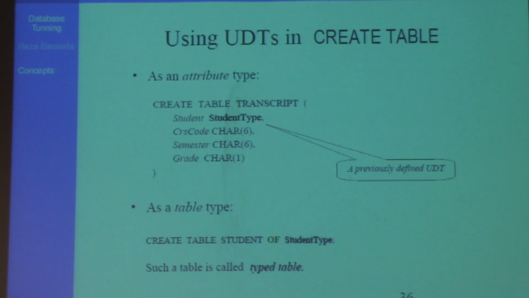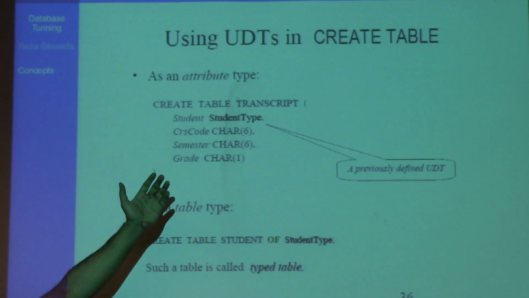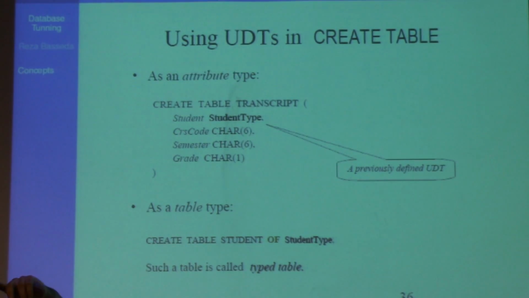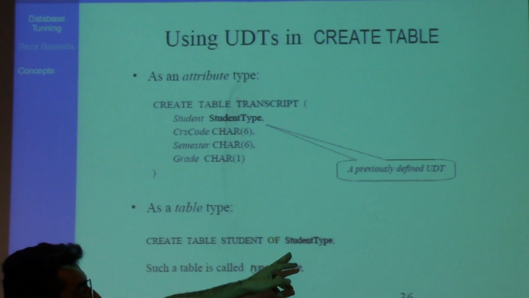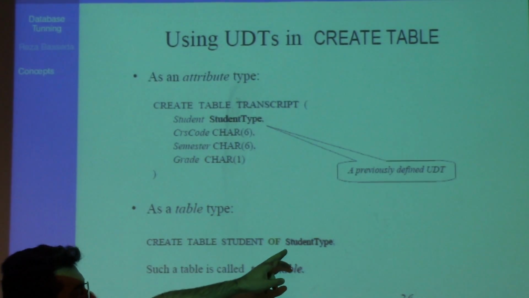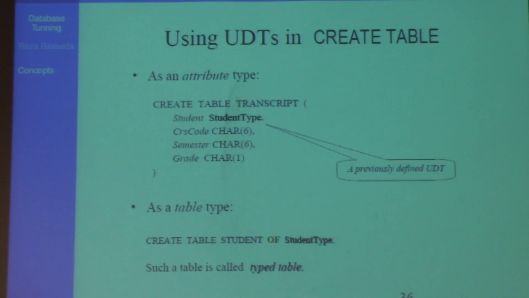Now you can use user-defined types in the tables, right? So for example, here you have a table transcript. In the table transcript, you have a student type. In the student type, you can put students. Or you can create a table of a specific user-defined type, like create a table of students from all of the classes you define for the student type. This is called type table.